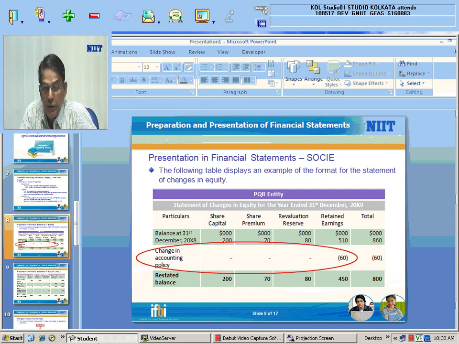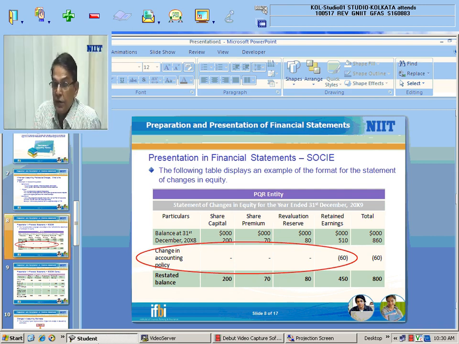So you have the balance as at 31st December 2008. The various components of equity are there: share capital, share premium, revaluation reserve and retained earnings. These are the four components of equity. Together, the total equity is 860. So 200 is the share capital, balance as of 31st December 2008. The share premium account had a balance of 70,000. The revaluation reserve balance is 80,000 and the retained earnings balance is 510,000. The total equity is 860,000 at the end of 31st December 2008.